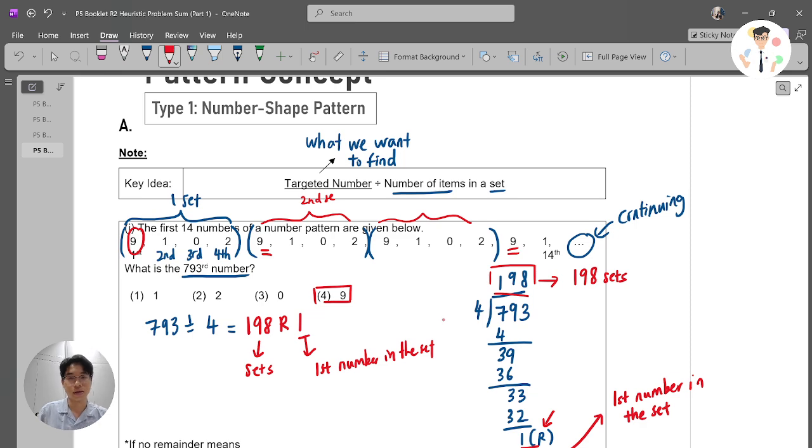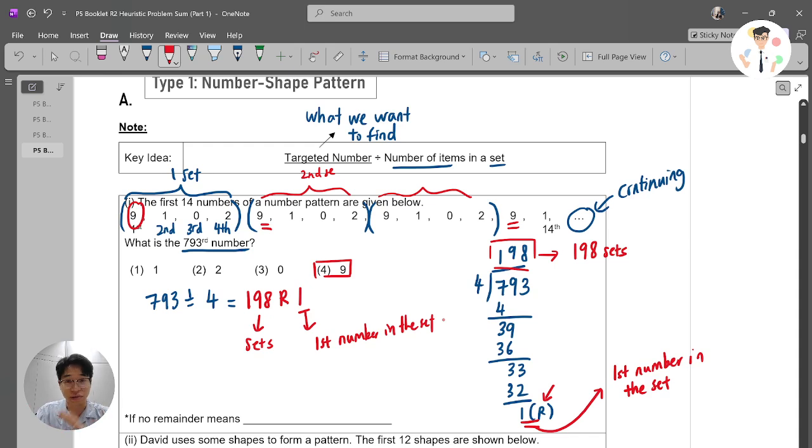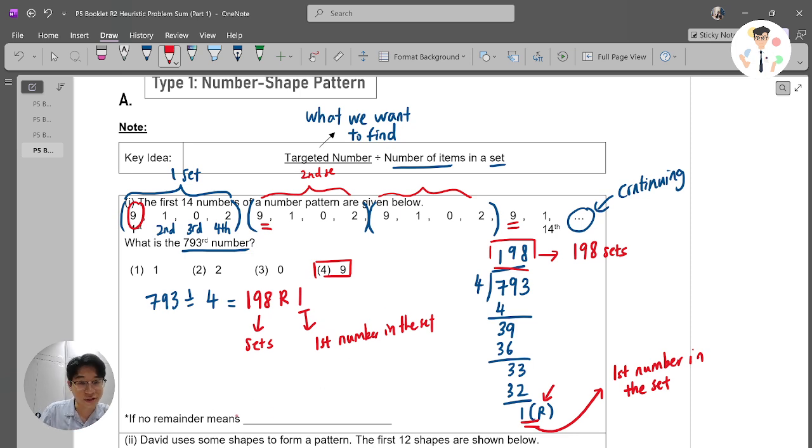Are you still alive? And I hope you get this. This is actually extremely important. And let's look at the second example so you will understand a bit better. Now, I'll leave this blank first, then I'll come back again.